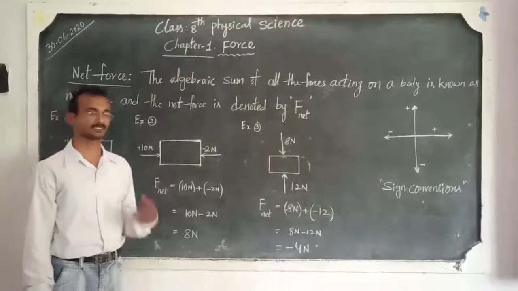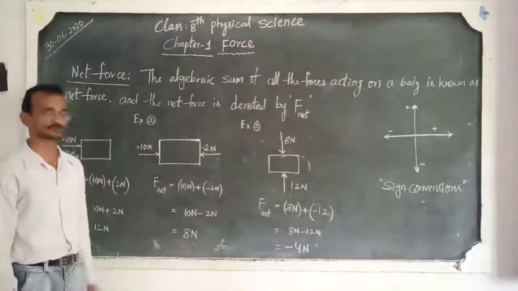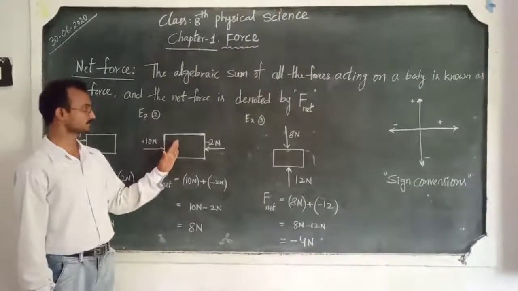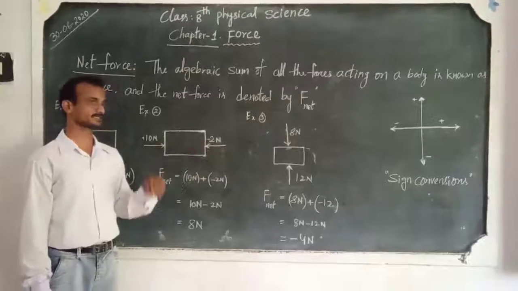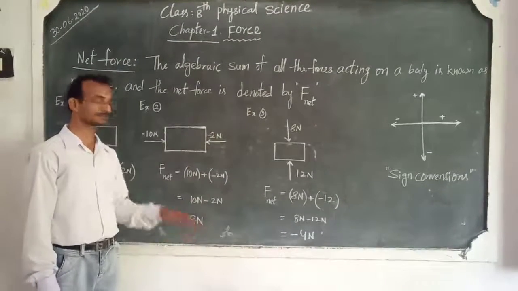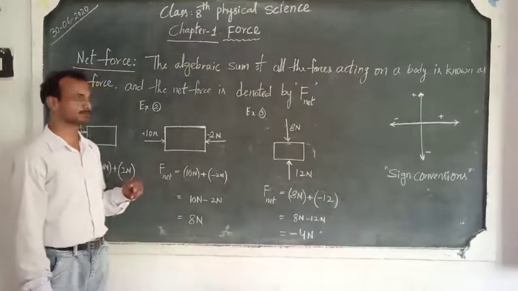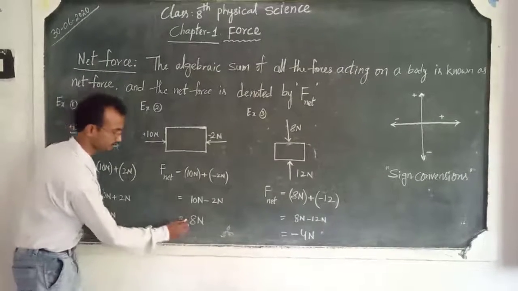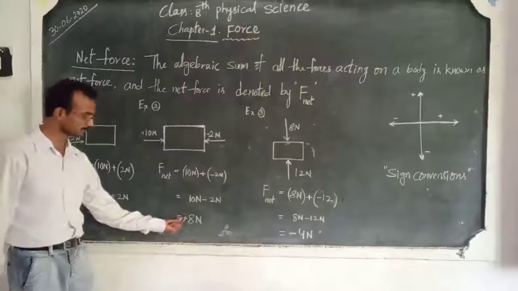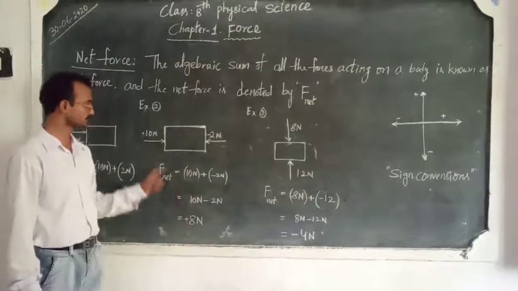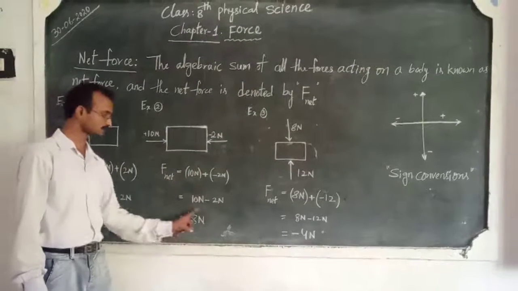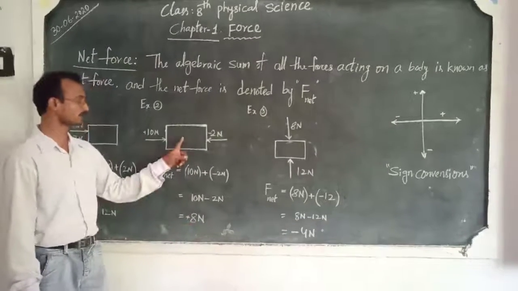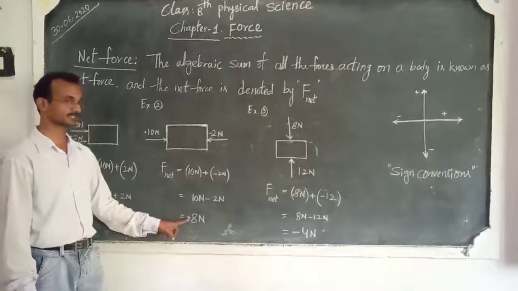Net force. Finally, how much force is acting is 8 newtons only. On the right side, 10 newtons, but from the opposite side, 2 newtons acting. That's why 8 newtons is the final net force acting on the body. Here the sign, if you observe, we got a positive sign. The positive sign indicates the direction in which the 8 newtons of force is acting on the body.